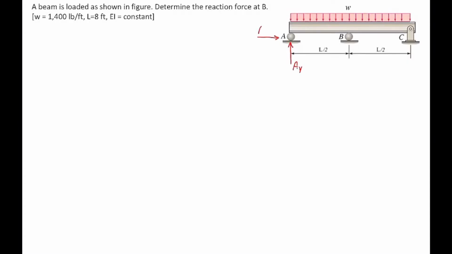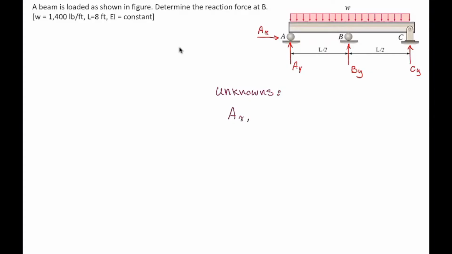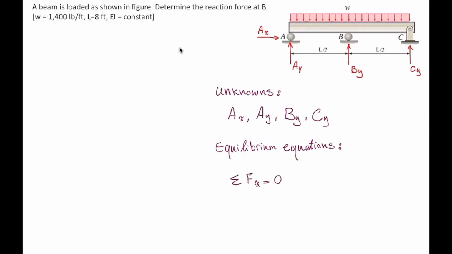There are 2 unknowns at A, 1 unknown at B, 1 unknown at C. There are 4 reaction forces in this beam. And in general, for a 2-dimensional structure, there are 3 equations: sum of the forces in the x direction, sum of the forces in y direction, and sum of the moments. The number of unknowns is 4. The number of equations is 3. The problem cannot be solved just by equilibrium equations.